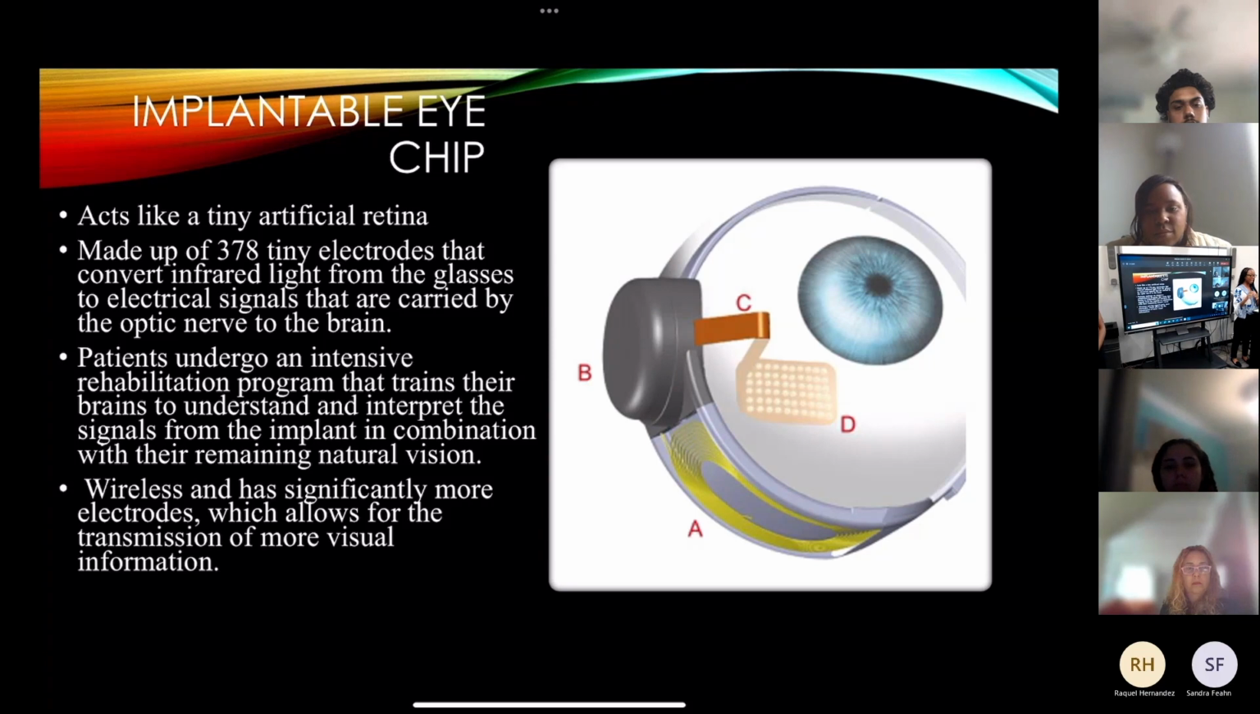It acts like a tiny artificial retina. It's made up of 378 electrodes that can convert infrared light from the glasses to electrical signals that are carried by the optic nerve to the brain. Patients undergo an intensive rehabilitation program that trains their brains to understand and interpret the signals from the implants in combination with the remaining natural vision. It's wireless and it has significantly more electrodes, which allows for the transmission of more visual information.